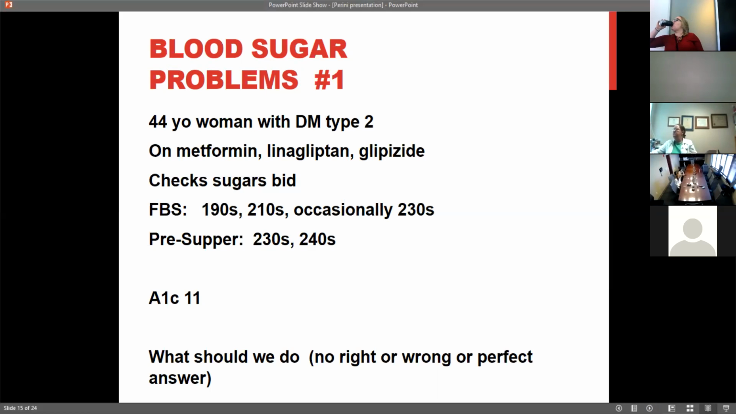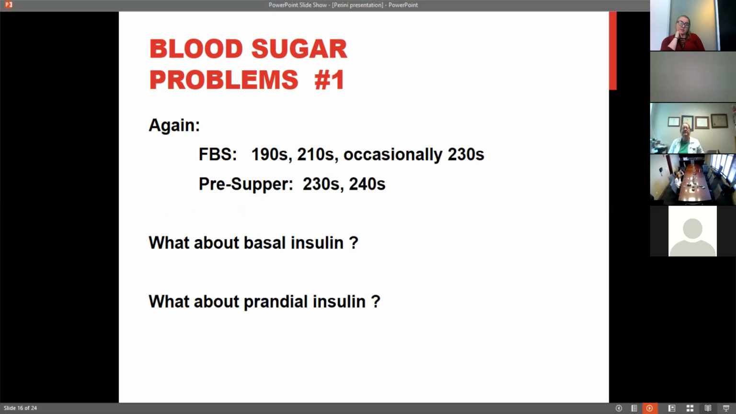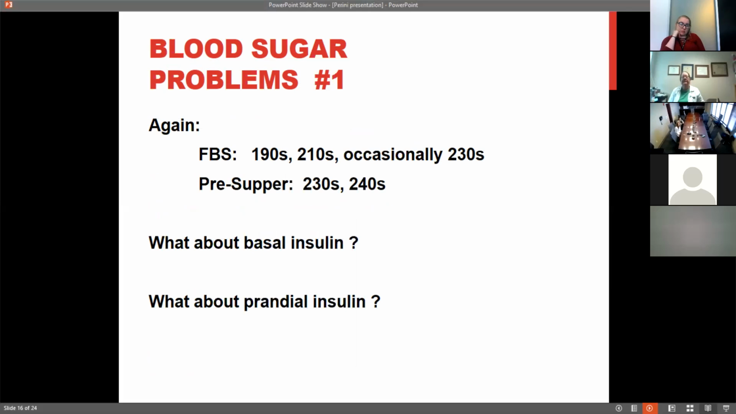I just put this out here as a conversation starter. What would we do? What could we do for this person? She's just on oral medications at this point. Would you add another oral agent? Would you start insulin? What would you do? And then I'll talk about what I would do. Go ahead. Okay, so her fastings are 190s to 230s, and her before-meal sugars are 230s to 240s. Would anybody start basal insulin or prandial insulin?